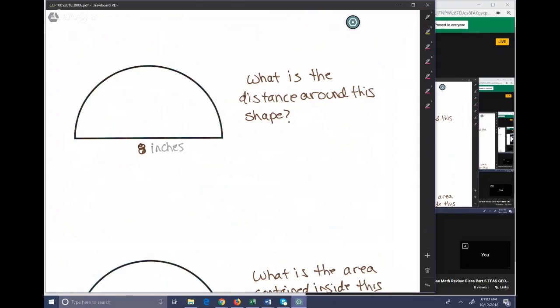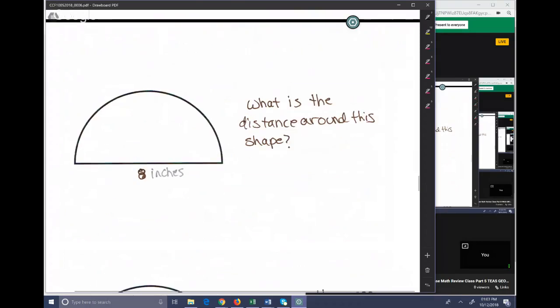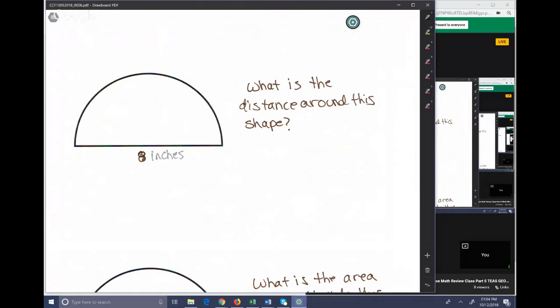That is what makes the difference between someone who understands and does well with that and someone who doesn't. With half circles, it is a matter of understanding what I'm saying about visualization. You must be able to visualize why certain half circles aren't what they appear. This first question says, what is the distance around this shape?